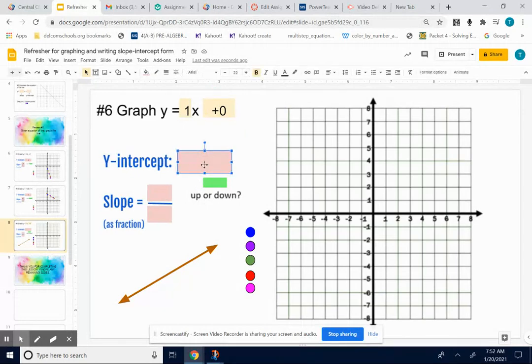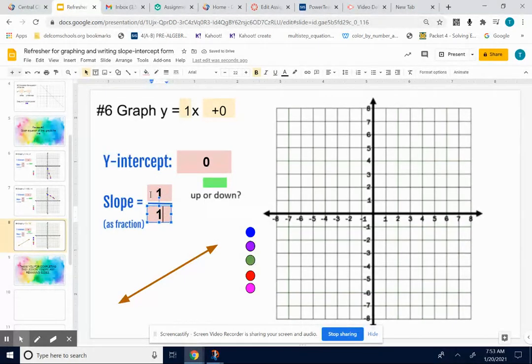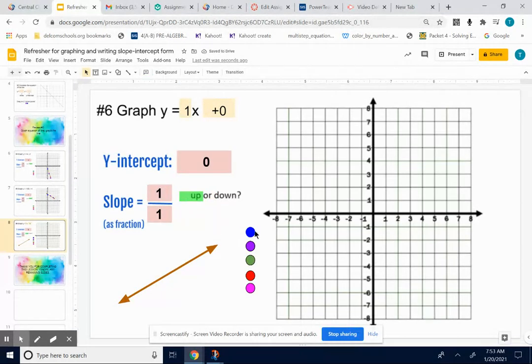The number on the end is the y-intercept. So that's 0. The slope is 1 as a fraction, 1 over 1. Since that slope is positive, it's up 1 over 1 instead of down 1 over 1. So to graph it, find 0 on the y-axis. There's 0. And from 0 on the y-axis, take another point and travel up 1, right 1. Put your second point. Take your line, try to drag it over as best you can.